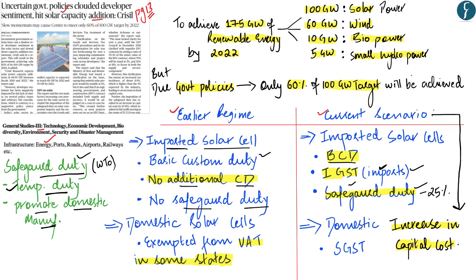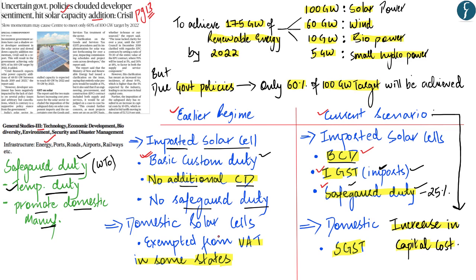Further, for the domestic solar cells, the VAT has now been replaced by the SGST, which is applicable in all states, and the producers have to pay it. So as you can see, in the earlier regime, for the imported solar cells, only the basic custom duty was required. But now in the current scenario, in addition to the basic custom duty, our importer would also have to pay the IGST as well as the safeguard duty.